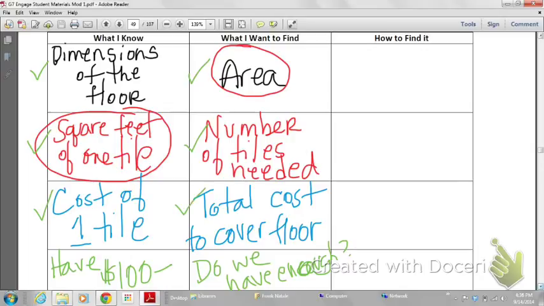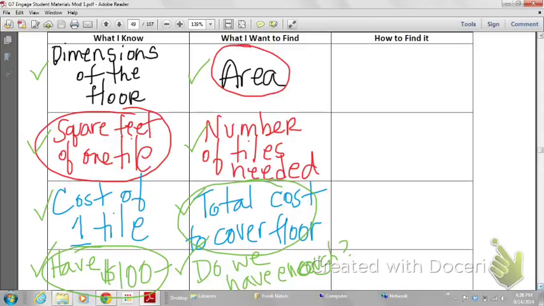So these things are all moving down. One piece of information is leading to the next. Okay, and then we know we have $100, and then we can figure out, do we have enough, comparing the total cost to our $100.